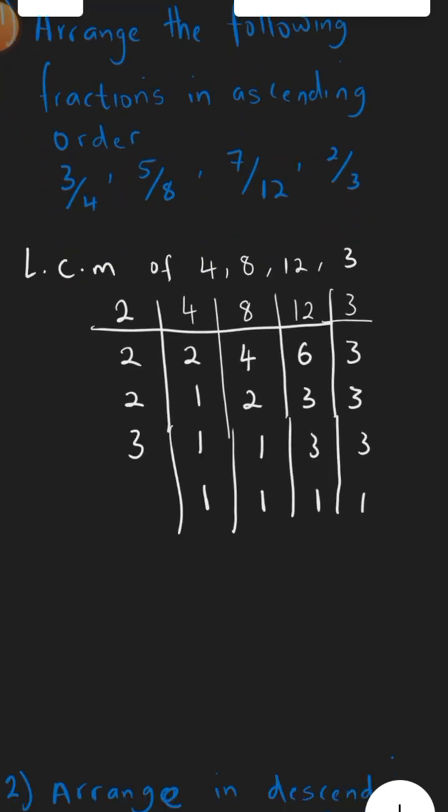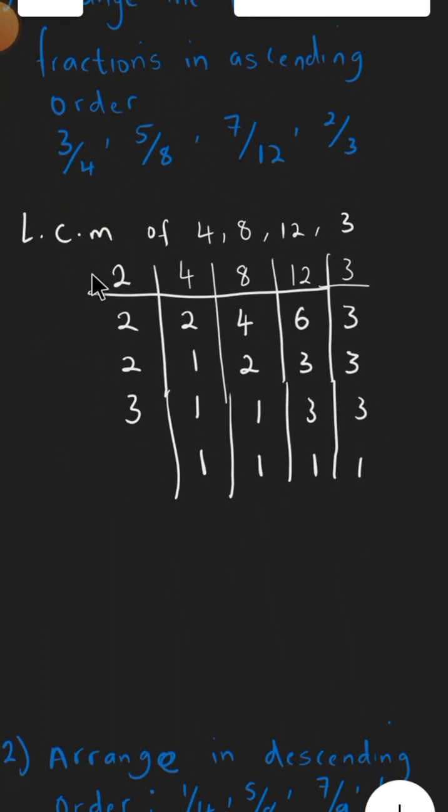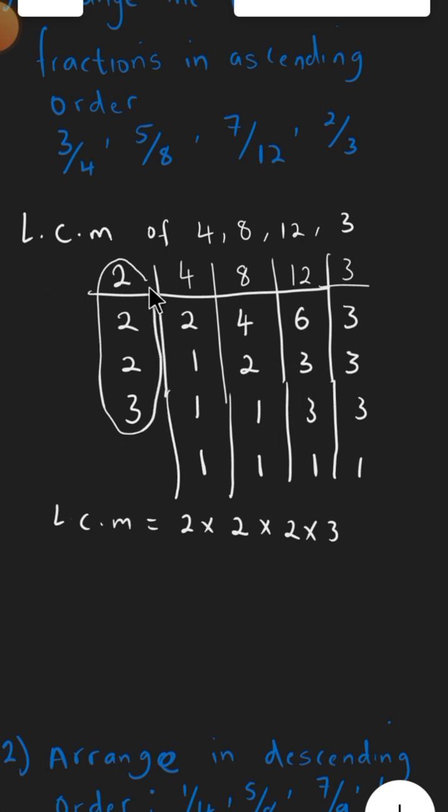So what do we do next? The LCM is going to be 2 times 2 times 2 times 3, that is, multiplying everything we have here. 2 times 2 gives me 4. 4 times 2 gives me 8. Now 8 times 3 gives me 24. So my LCM is equal to 24.